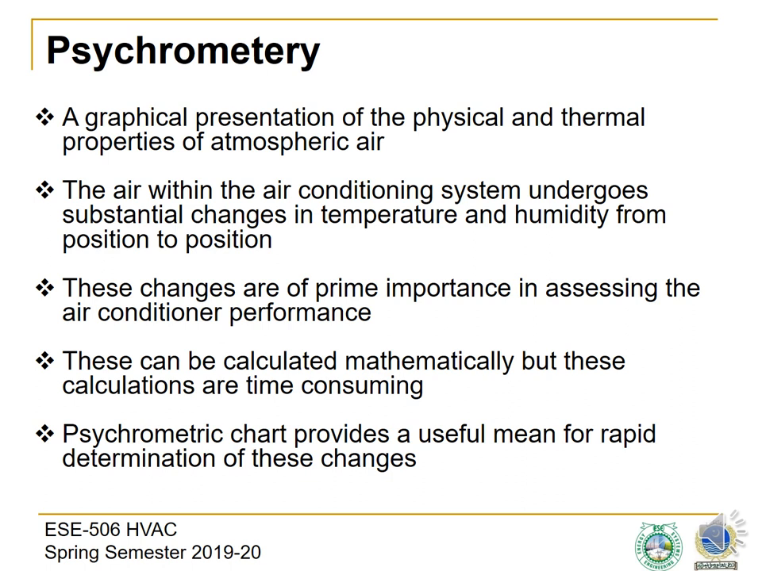So in psychrometry, once we draw a point on the psychrometric chart, we will get a state point. And from this state point, all other physical and thermal properties of air, like relative humidity, humidity ratio, absolute humidity, enthalpy, specific volume, density, dry bulb temperature, wet bulb temperature, can be easily found out. So psychrometry is also based on the calculations that we need to do for the prediction and for the air conditioning system.